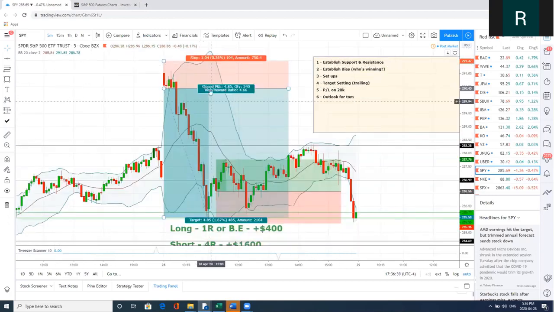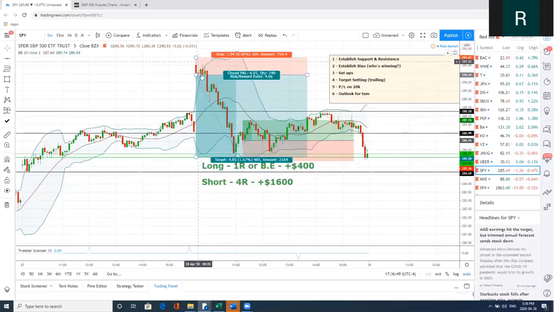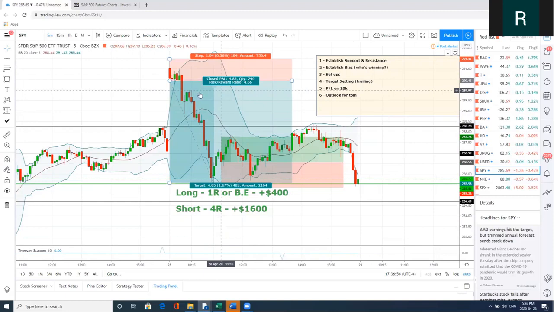With the short setup, you had your beautiful inverted hammer gravestone doji right here. You would bracket that short below the low, stop above the high, and you would ride it into support, right? So either here, here, or here. And one thing that I really wanted to point out is how you can hold on to these winners and really get these big targets is simply by trailing.